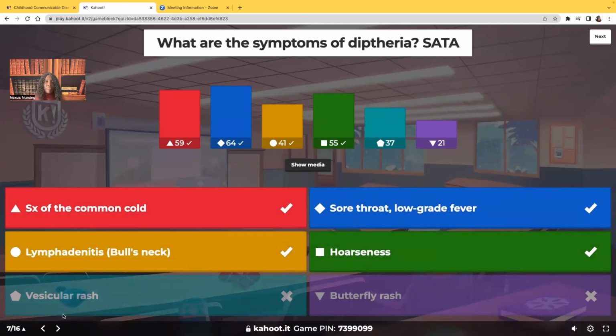Vesicular rash? No. Again, let me tell you something. When you are in doubt and you just have no clue, just think vesicular rash goes with viral infections. It's not likely that bacterial infections have vesicular rashes, okay? That's false. And what about butterfly rash? False. When you think of butterfly rash, what disorder or disease are you thinking of? You're thinking of lupus. We're not talking about lupus. We're talking about diphtheria.